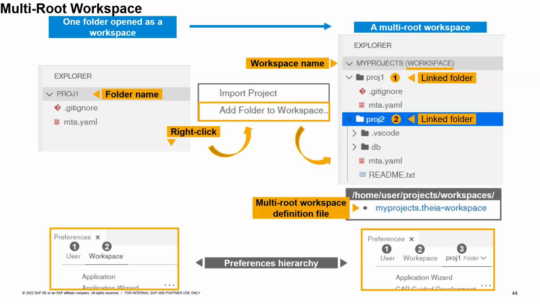Now, compared with a single folder workspace, a multi-root workspace is materialized by a dedicated file of type .theia-workspace or .code-workspace. So, for example, myprojects.theia-workspace, this file will contain a list of folders associated to the workspace, as well as the Business Application Studio preferences that are defined specifically at the workspace level.